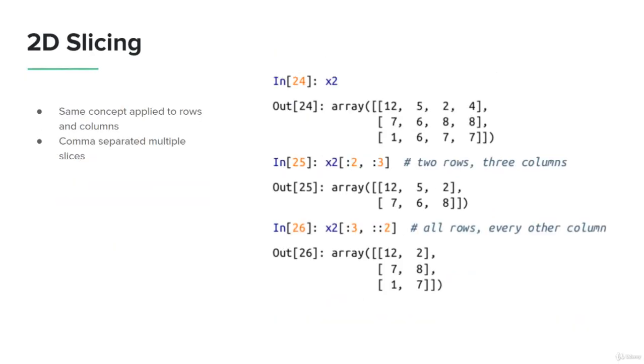We have seen 1D slicing, we have seen the concept of starting, ending, and step function, and now we're going to see 2D slicing. We have seen 2D indexing, now we're going to see 2D slicing.